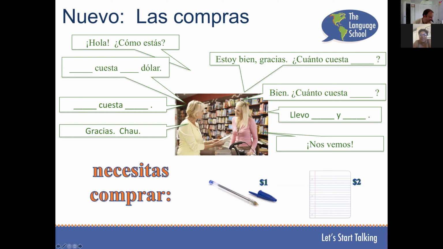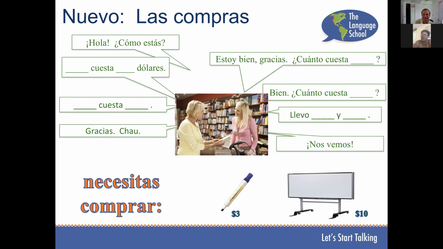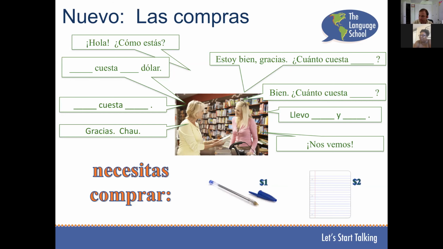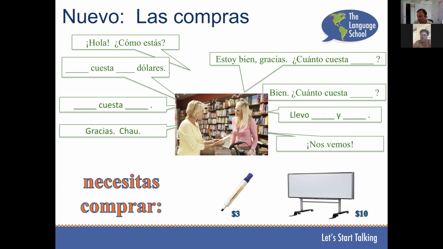Hola, ¿cómo estás? Estoy bien, gracias. ¿Cuánto cuesta el bolígrafo? El bolígrafo cuesta $1. Bien, ¿cuánto cuesta el papel? El papel cuesta $2. Ok. Llevo el bolígrafo y el papel. Gracias, chao. Nos vemos. That word is hard for me. Which word? Bolígrafo. Yeah, it's a fun one. Bolígrafo. You'll get it. You're pronouncing it well.